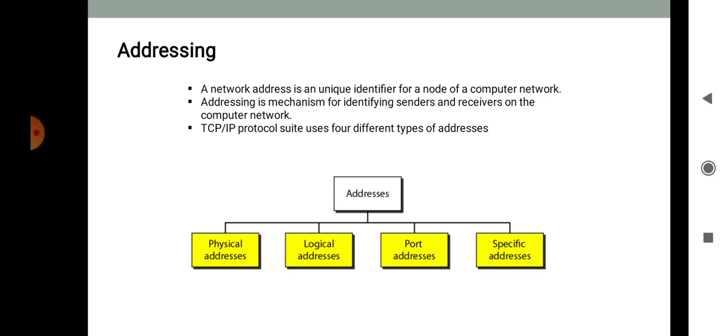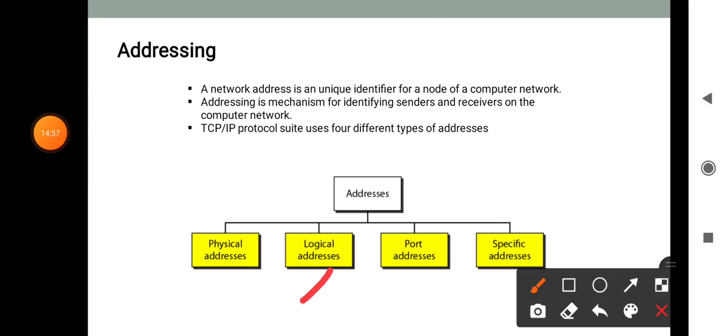The TCP/IP protocol suite uses 4 different types of addresses. First is the physical address, that means the link address, a function of the data link layer. Second is the logical address, that means IP, a function of the network layer. Third is the port address, a function of the transport layer, and the last is the specific address supported by the application layer. Each address is related to a specific layer in the TCP/IP architecture.